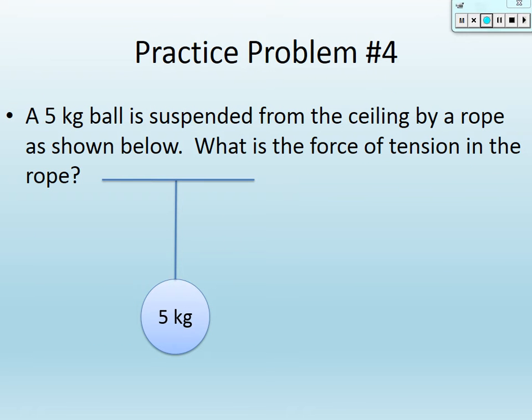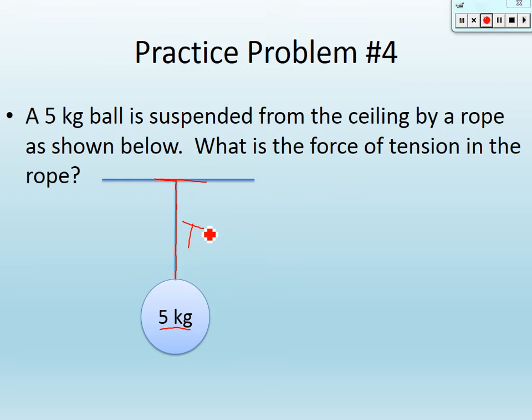I've got some practice problems here for us to go through. Let's do practice problem number 4. It says a 5 kilogram ball is suspended from the ceiling by a rope, as shown below. What is the force of tension in the rope? Okay, here's the ball. It has a mass of 5 kgs. It's being hung from the ceiling by this rope. What do we call the force in that rope? Tension. So we're just going to label it capital T. Please put that.